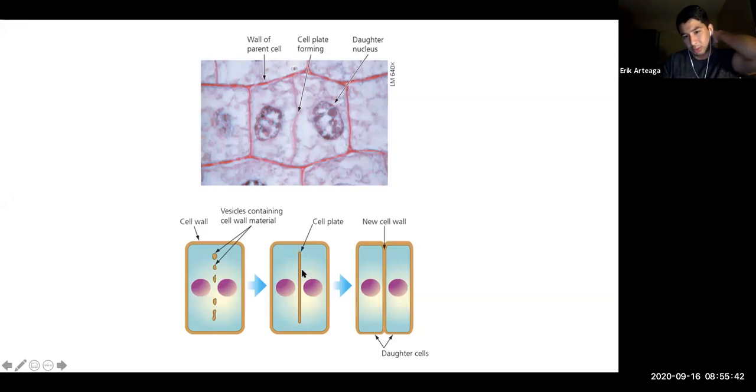A cell plate, which is going to be cellulose as well, but this new plate is going to then separate the two nuclei that were created from the daughter cells, okay? And this plate again is going to grow in the middle and in between and separate out those two nuclei, and then eventually you'll have the two separate cells.